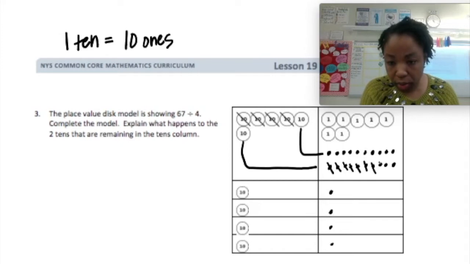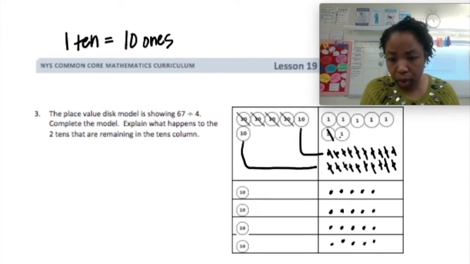1, 2, 3, 4. 1, 2, 3, 4. 1, 2, 3, 4. I can't do that again, right?